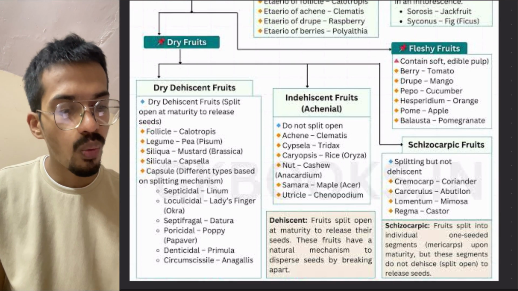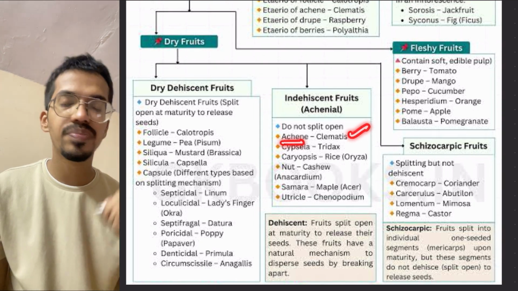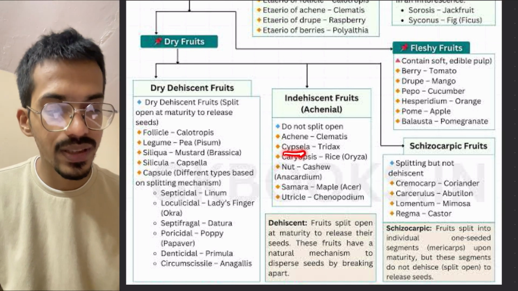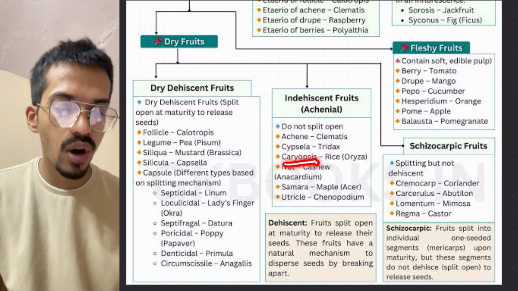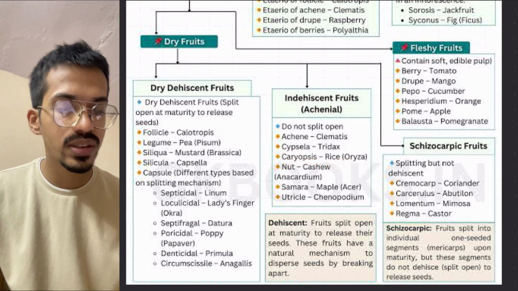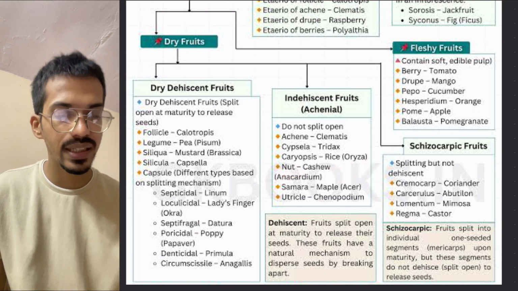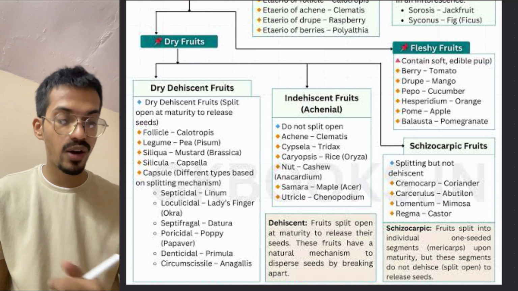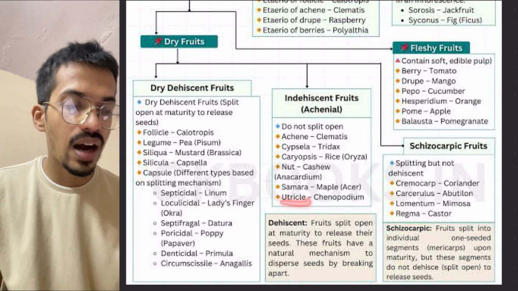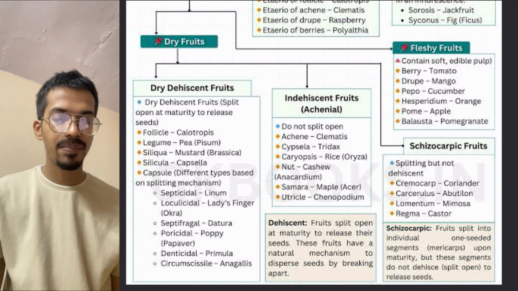What are those? Achene, that is clematis. Then we have cypsela, caryopsis means your rice and all those. Nut means your cashews and all those things. You know that they never dehisce, right? It's tough for them, so we break them and open them up. Then utricle and samara are examples of it.